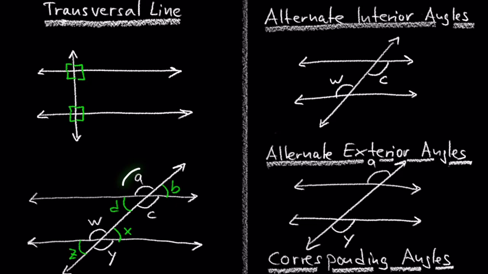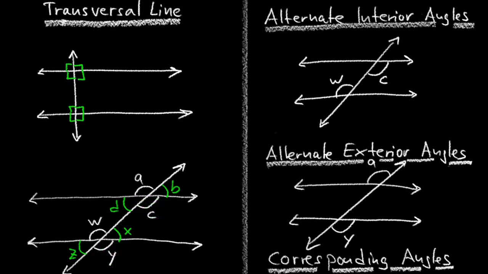So angle A and angle W are corresponding angles. Angle D and angle Z are corresponding angles. Angle B and angle X are corresponding angles. And angle Z and angle Y are corresponding angles.